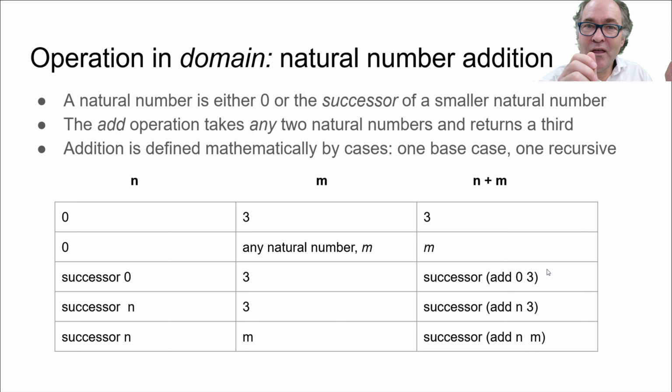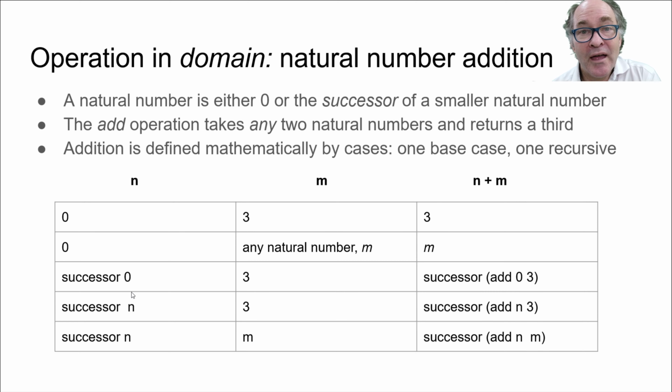No matter how large the first argument n is, it's successor of successor of successor of successor of successor dot dot dot of 0. If I add that to some other number m, what I do is I say, well, take one of the successors off the front of the first number. I get a smaller addition problem. I add that one smaller number to m, and then I take the successor of the result. Well, how do I add that one smaller number to m? Well, I take one successor off that, add the smaller two numbers, and then put the successor in the front of the result.